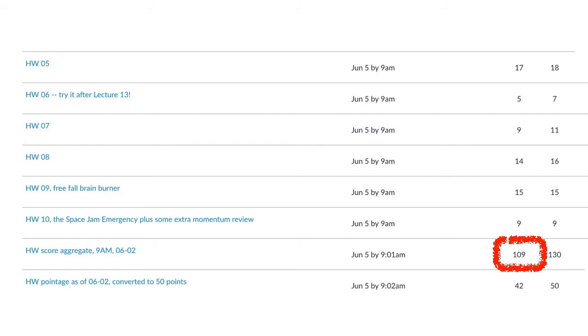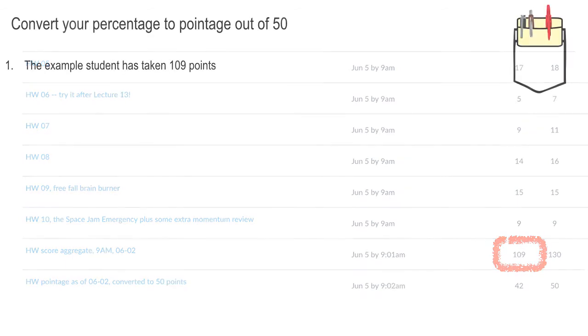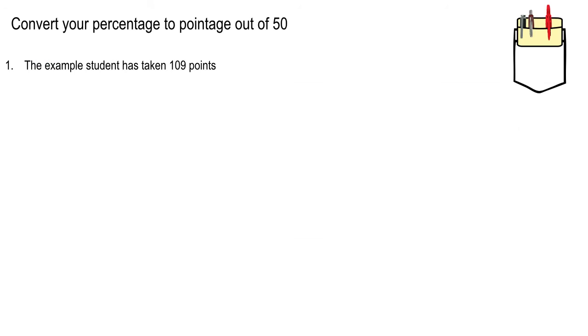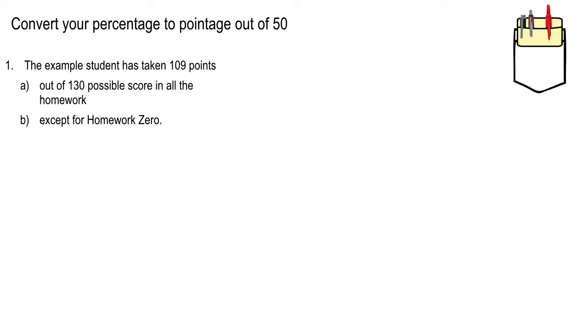Now, when you've done all of them, you're going to be somewhere between 0 and 130. In this example, the test student is at 109 out of 130. So that's how he's going to get his pointage. And you can already see what the pointage is. It's 42 down there. I already did that for this test student and for all of you. So anyway, let's look at how that converts. Okay, so the student has 109 out of 130 possible. And don't forget, ignore homework 0. That's the attendance quiz.